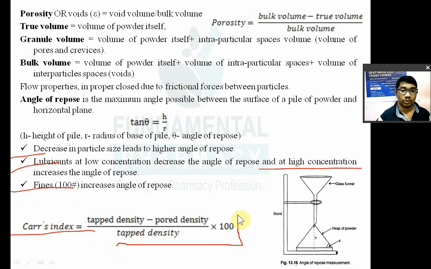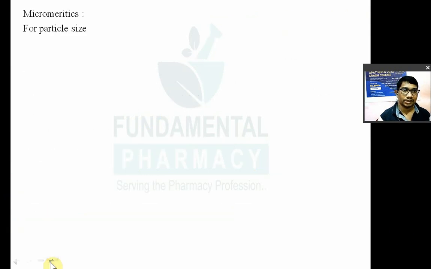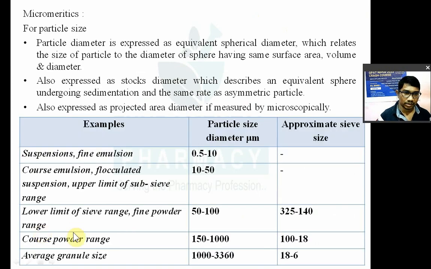So this formula as it is they ask in the exam. So remember the Carr's index, also known as Carr's consolidation index, also known as Carr's compressibility index, or simply compressibility index. So what is that? Tap density minus pore density divided by tap density. Alright, we have already seen this micromeritics. This has been done two or three times, so this also we have seen.